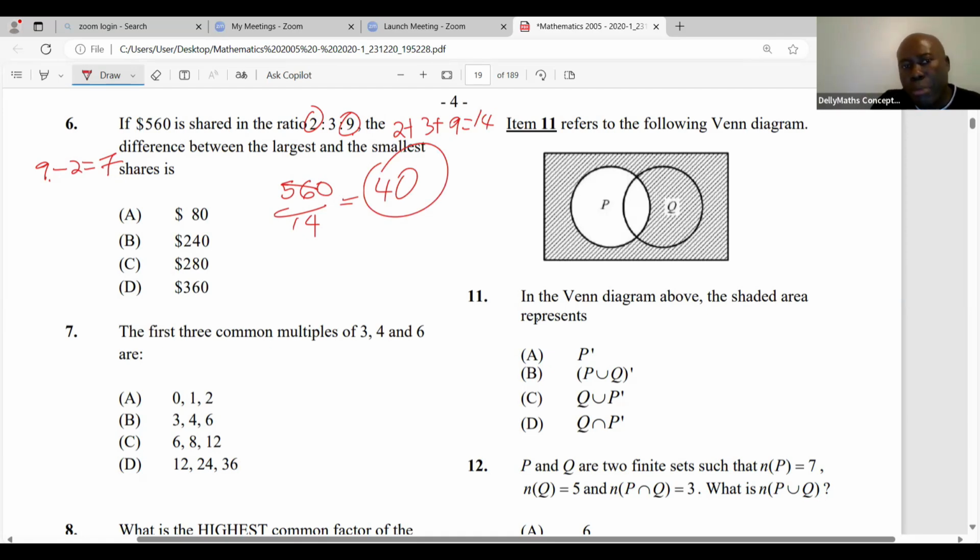So 1 part is 40. So we're saying that 1 part is 40 because we did divide the total here, which is 14, into this. So that means 7 parts, which would have been 7 times this, is going to give us 280. So the difference between the largest and the smallest is going to be actually $280 because it's 7 proportional parts that are actually different. All right, let's keep going.